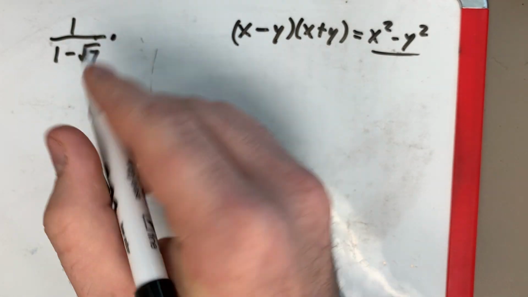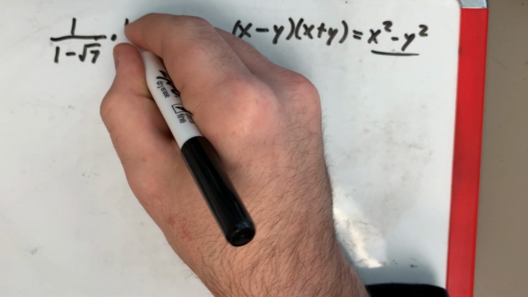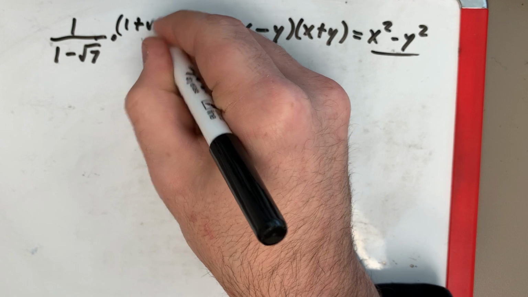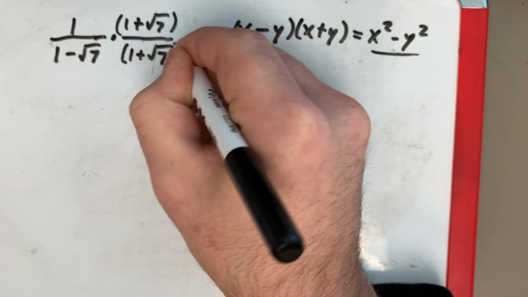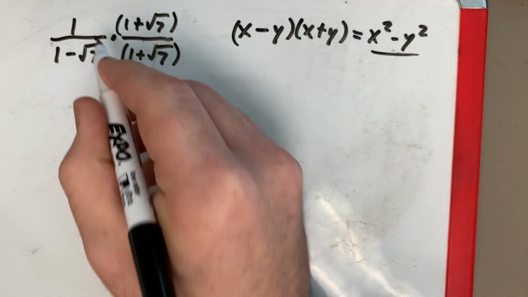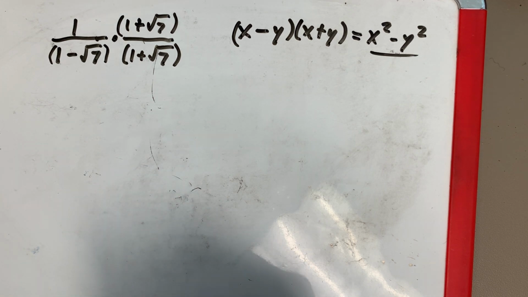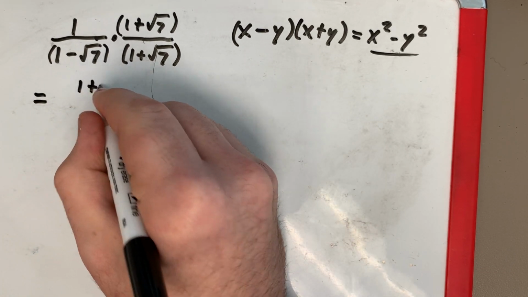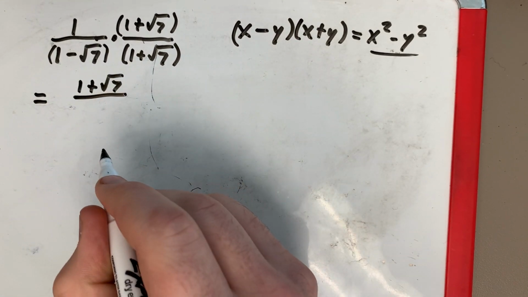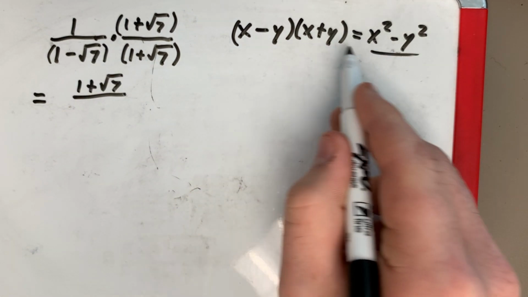So how do we do that? I'm going to multiply by the plus version of what's in the denominator, both top and bottom, because I want to use this difference of squares identity here. So I just put parentheses around everything to ensure that we're going to FOIL correctly. And now when I multiply across, I get 1 plus root 7 in the numerator. And you could FOIL this if you liked, or you can just use this useful identity.